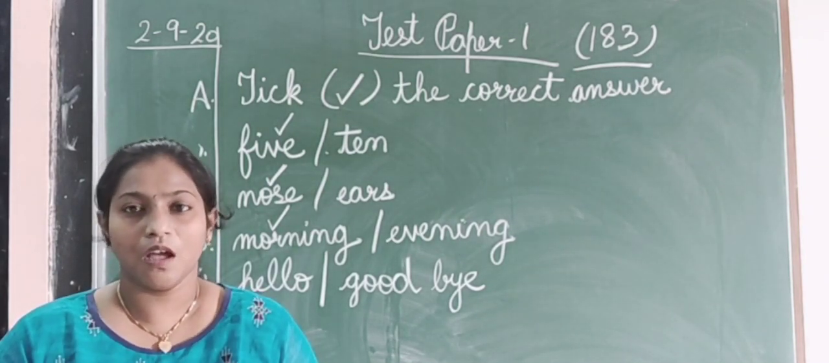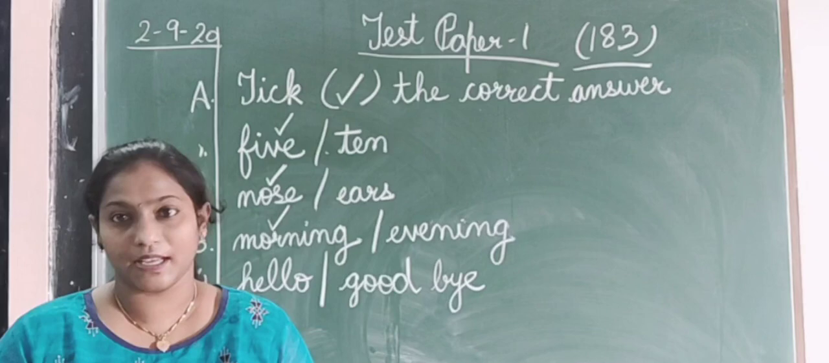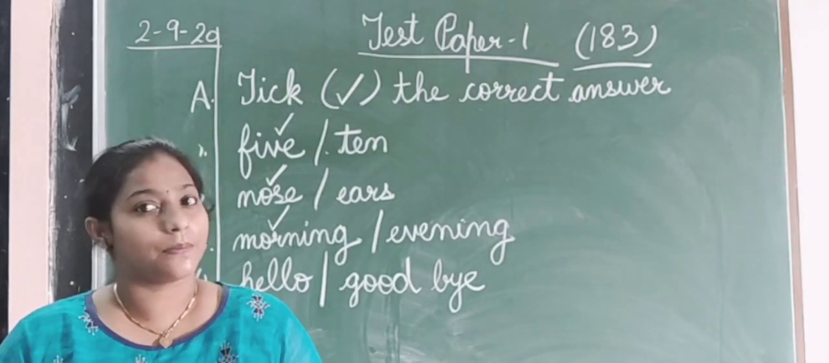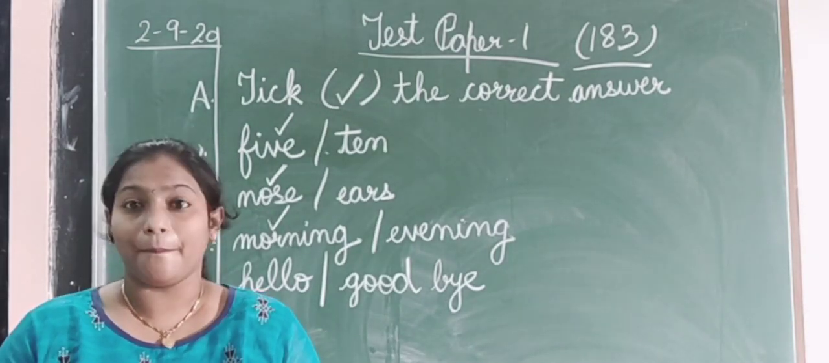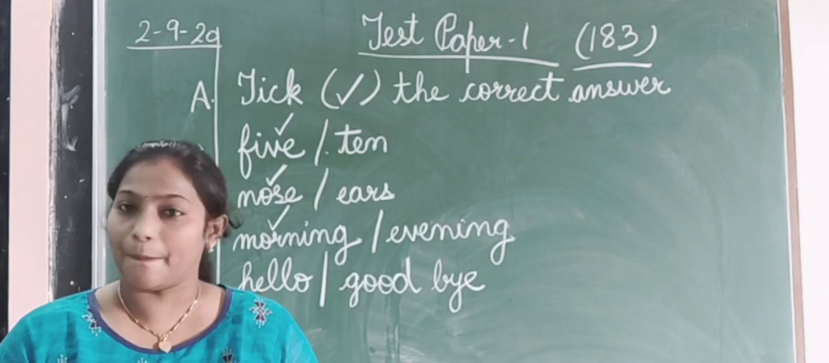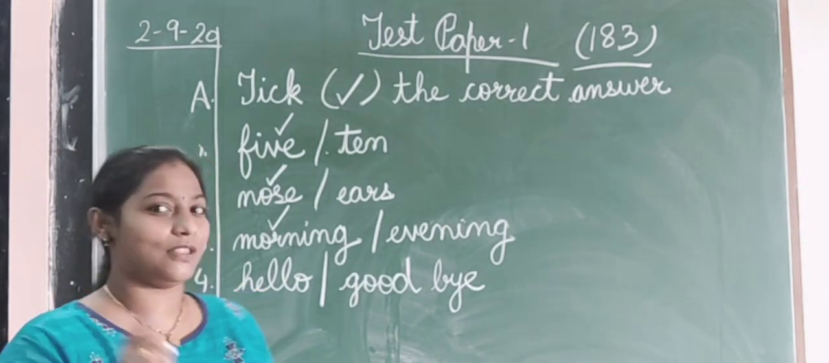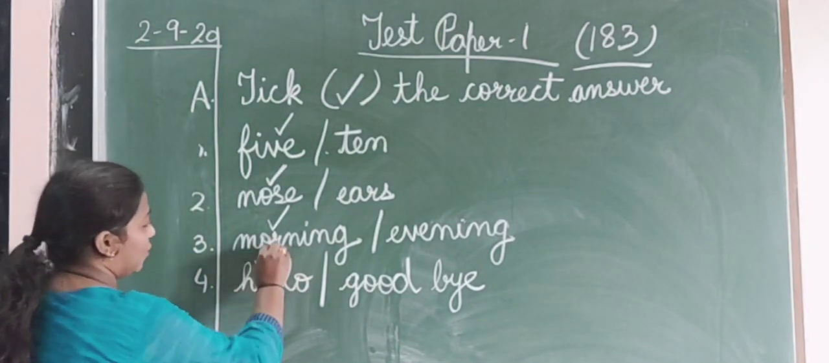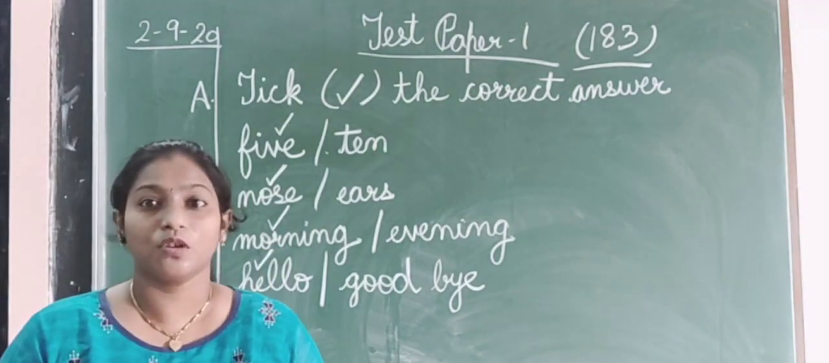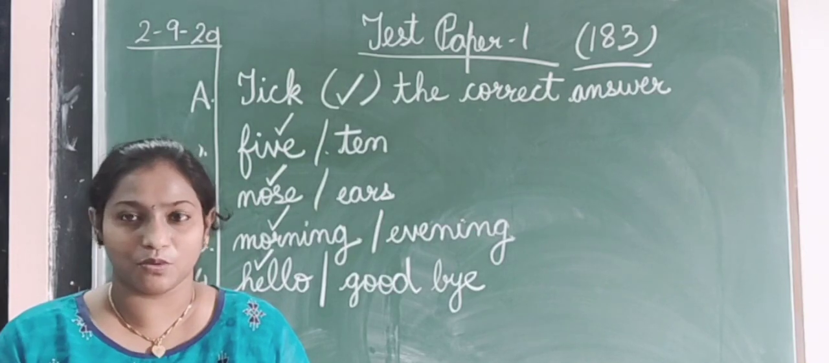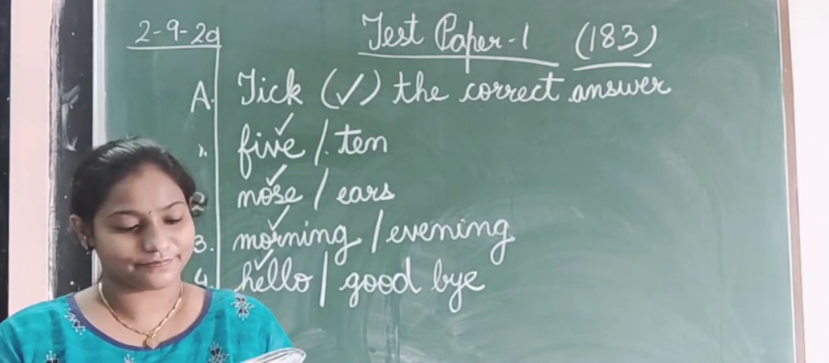Meet means जब हम मिलते हैं किसी से. So what do we say? जब हम किसी से मिलते हैं, जब मैम आपसे हर रोज मिलती है तो मैम क्या बोलती है? हेलो स्टूडेंट्स. यस, सो द वर्ड इज हेलो. वी डोंट से गुड बाय. जब हम किसी से मिलते हैं तो हम गुड बाय नहीं बोलते, वी से हेलो.